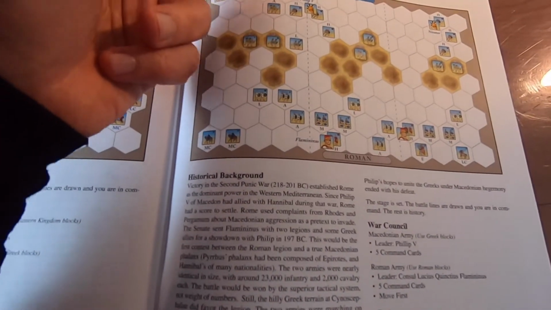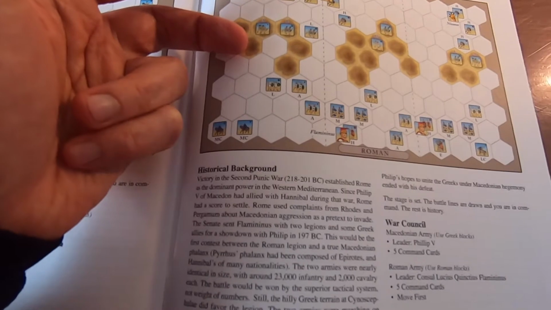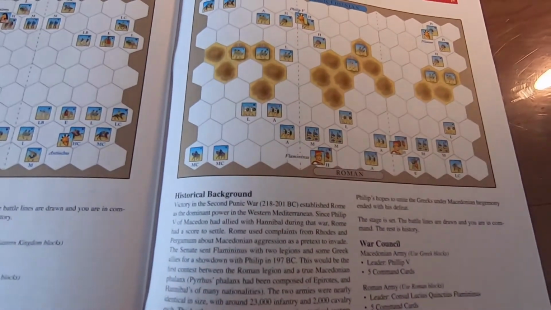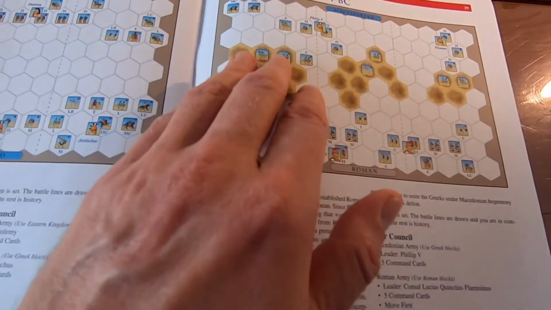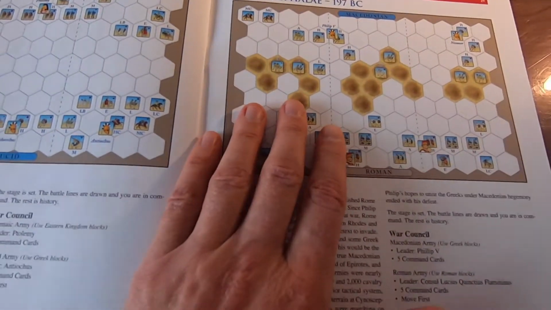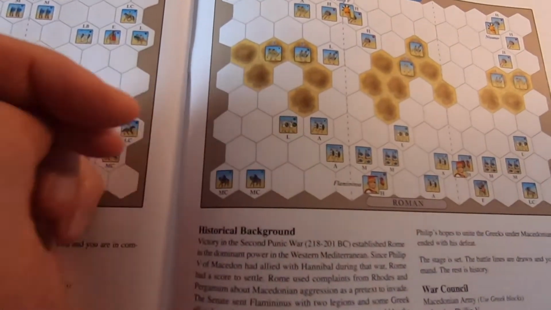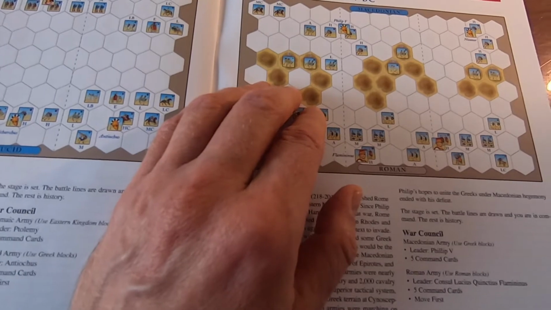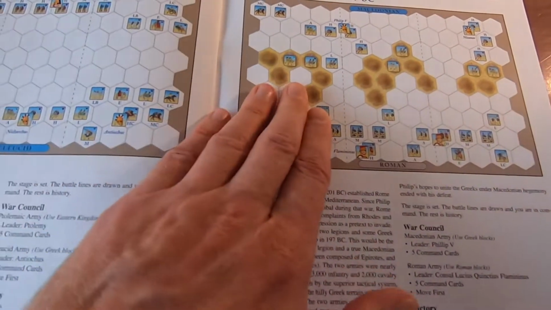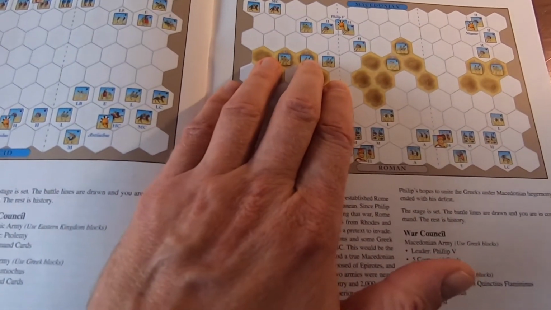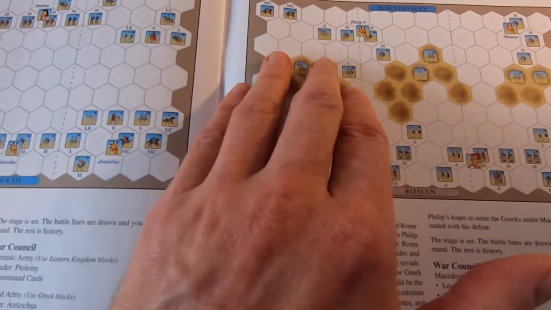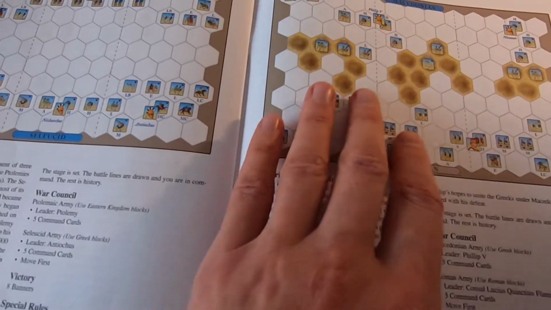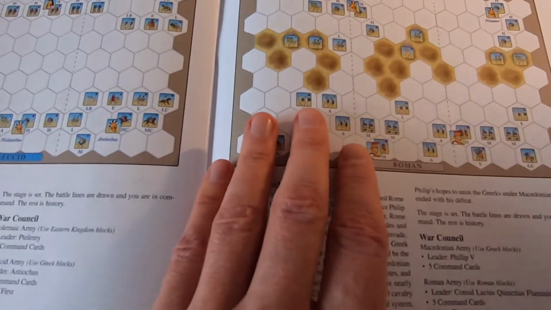So Philip sends up some of his phalanxes here. This is the Macedonian phalanx forming up. It's a bit rugged terrain here, so it wasn't really perfect ground for a phalanx battle. But he sends up his heavy troops to make the Romans retreat. And so they did. The Romans were pushed back, and they were also sending in heavier reinforcements here.